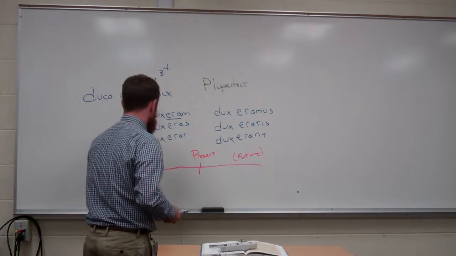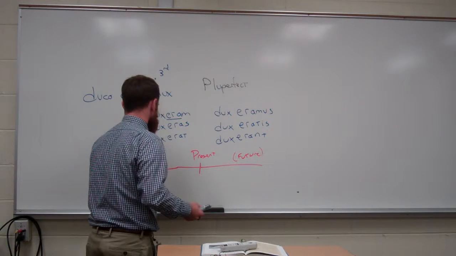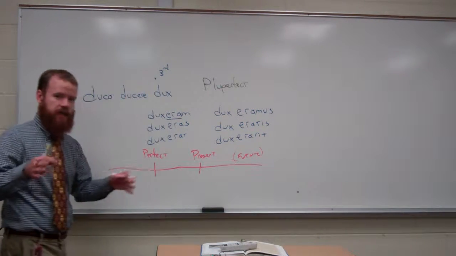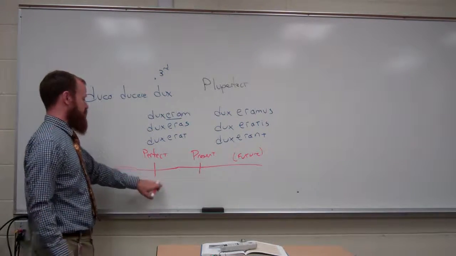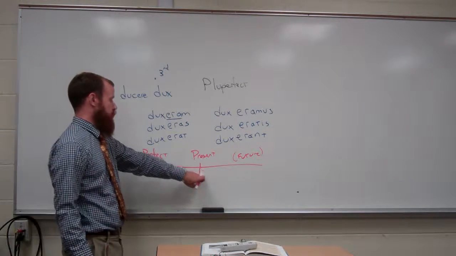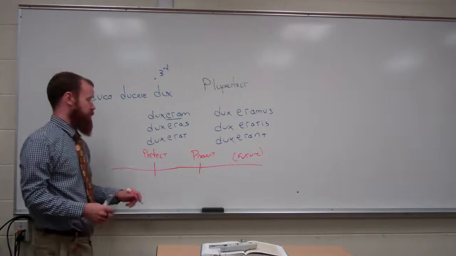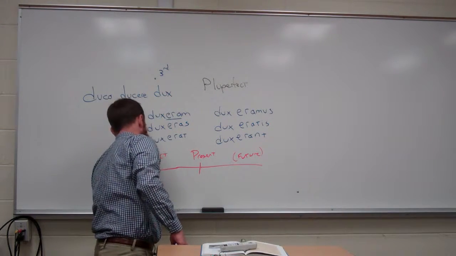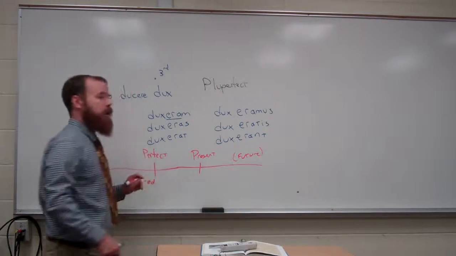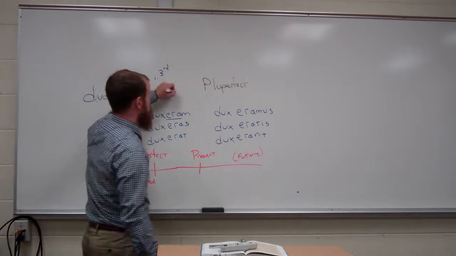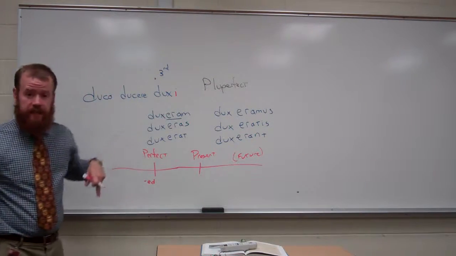So the imperfect is, excuse me. That's why I shouldn't talk and write at the same time. The perfect is a singular past event that's happened before the present. So it's just happened in the past. And when we translate it, we have an ED on the verb. So verbed. So if we had duxi, I led.